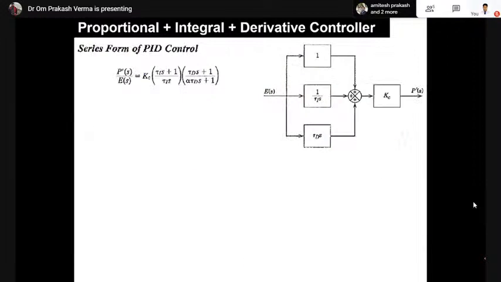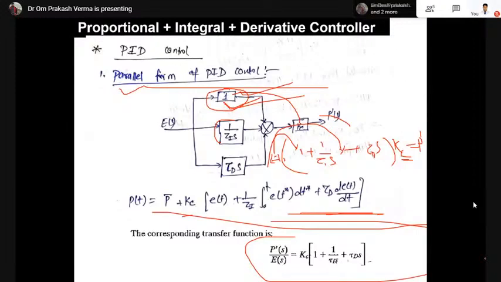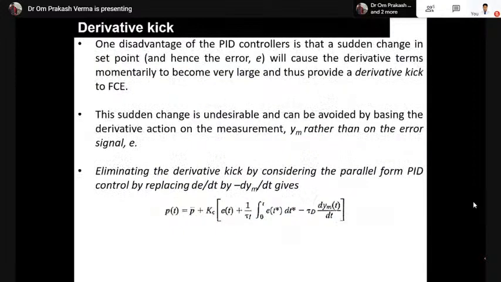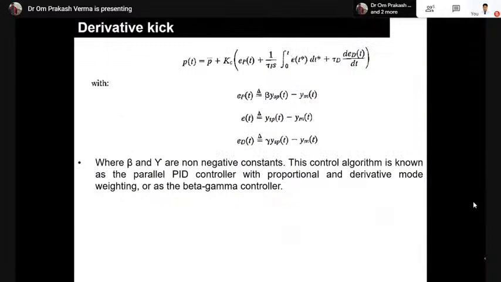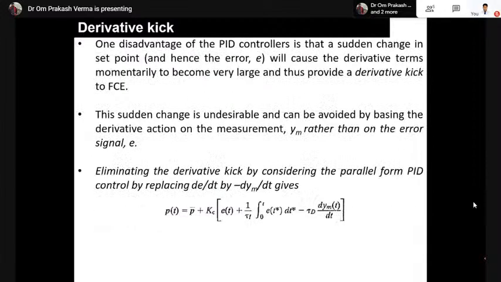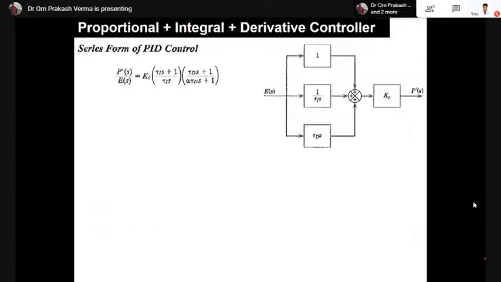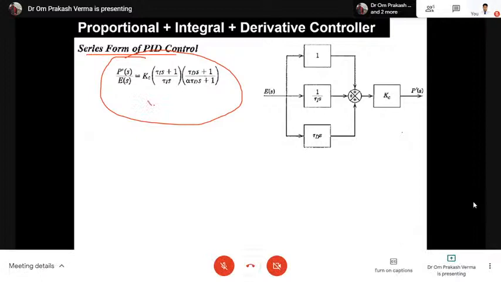It's a parallel form. Sorry, I forgot to design this one. I forgot to give the series form block diagram, no problem. So the transfer function for that portion, the series form of the PID controller, is represented like this. And generally, this equation is used in the real-time manufacturing of the PID controller.